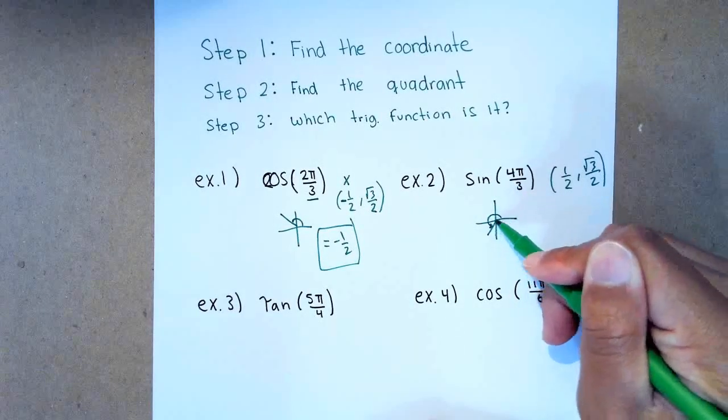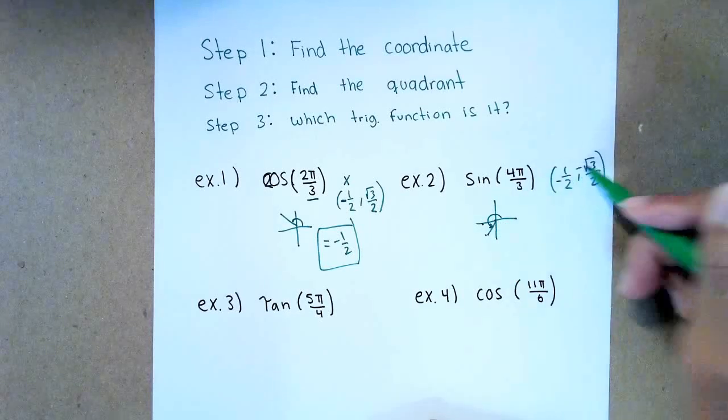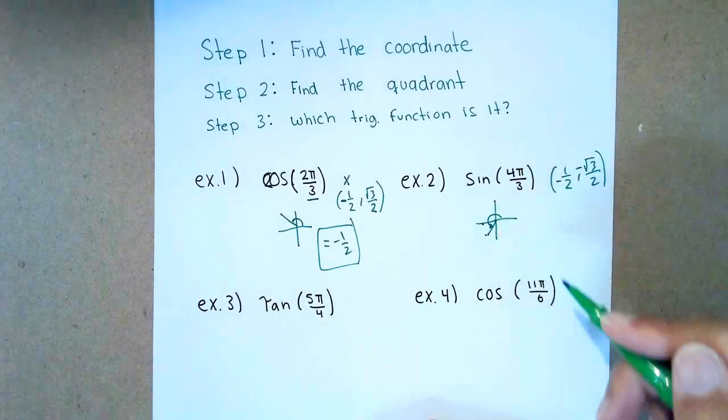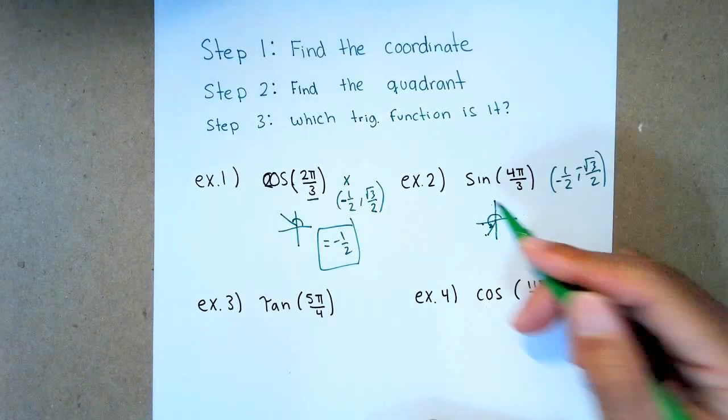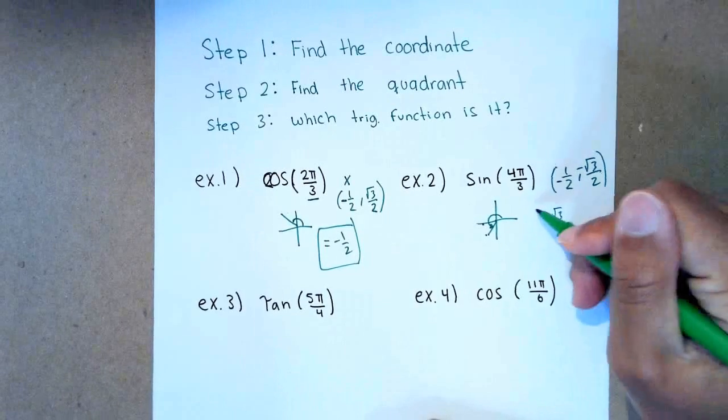So that means that it's going to be -x, but also -y, so they're both negative. Last step, sine. Which one is that? Is that x? Is that y? Sine is y. So it's negative radical 3 over 2. And that's my answer.